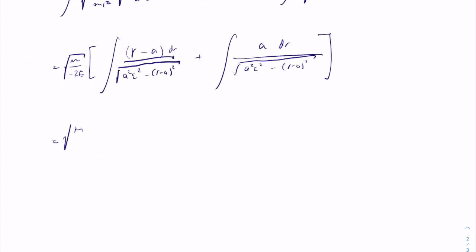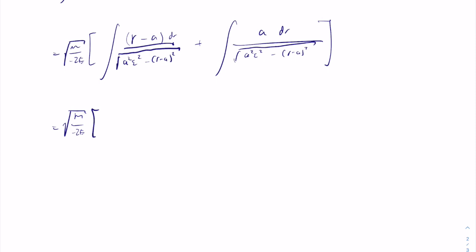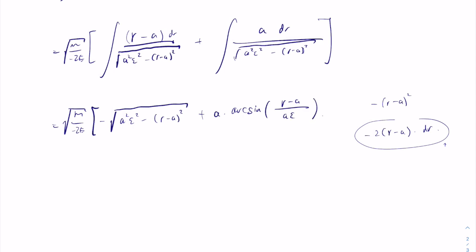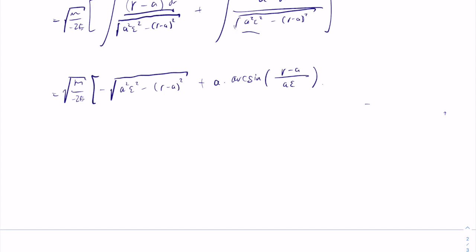And we observe that for the first one, it just is the square root of that, because if you're substituting, for example, minus (r minus a) squared, then our differential is just what stays in the denominator. And for the second one, it's just the inverse sine. That's something that we've done in the homeworks many times before. Yeah, so I'm going to skip over that.